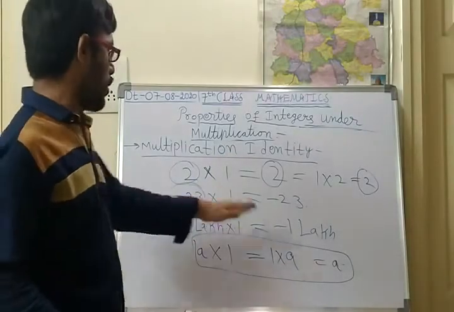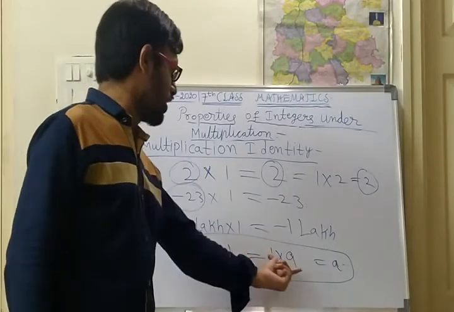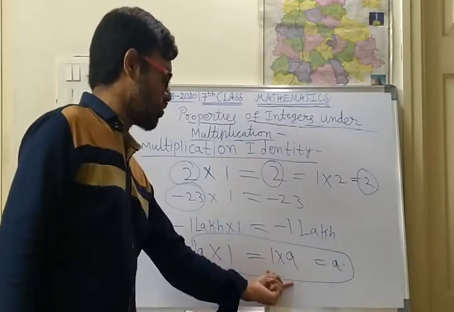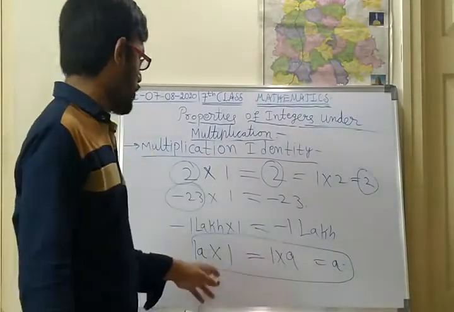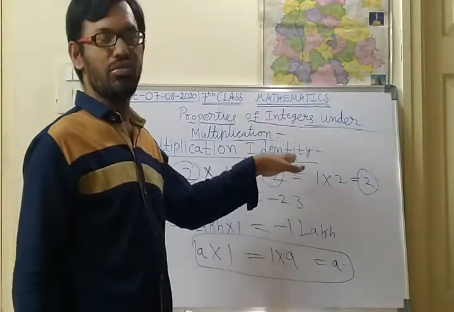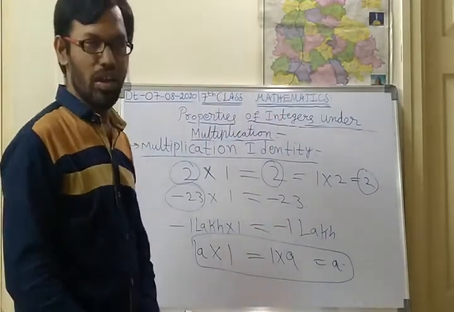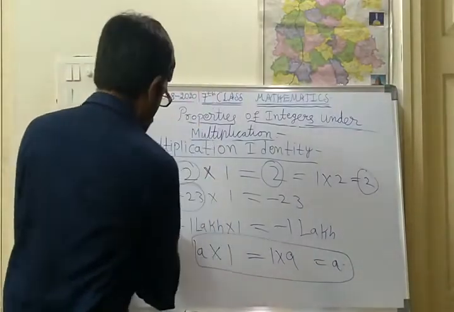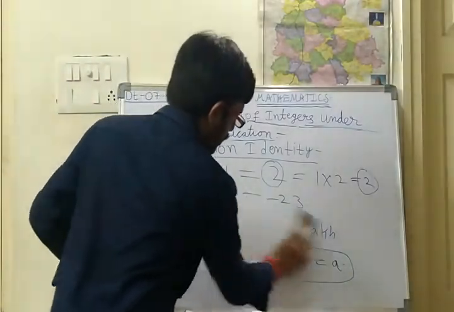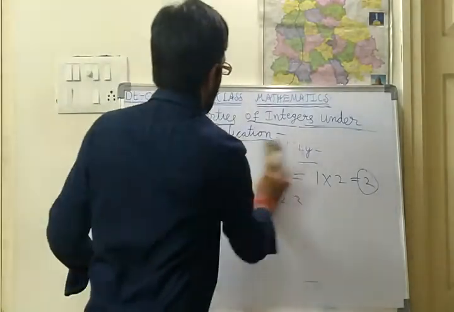So here two statements will be there. After writing two statements, statement 1 and statement 2, after solving these two statements you should write the final conclusion. What is the final conclusion? This statement is satisfying the multiplication identity under integers. Okay, so like that you have to write down. Okay, next one, the last property in the multiplication properties.